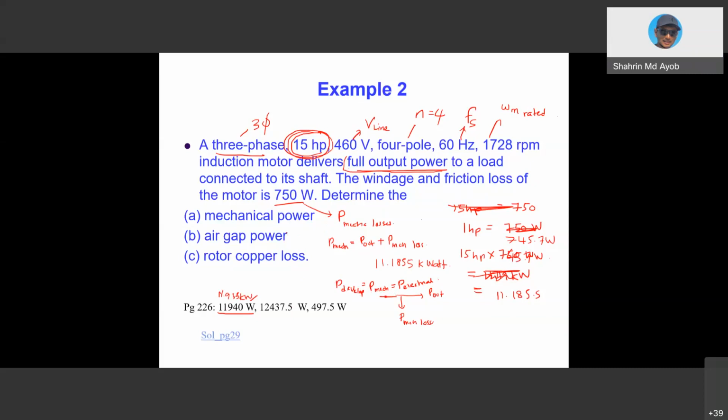So right now, what is the air gap power? We know that we have P rotor or P2, which is equal to the P output of the mechanical. P mechanical is equal to the fraction of your P air gap, right? That is, (1 - s) times P air gap.